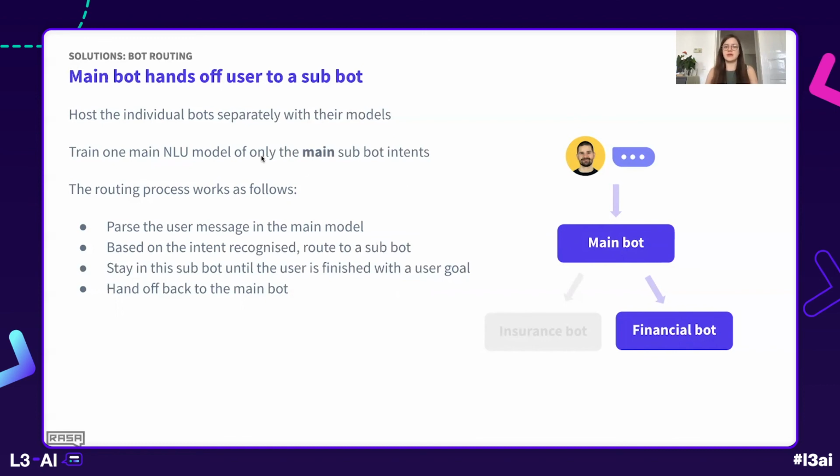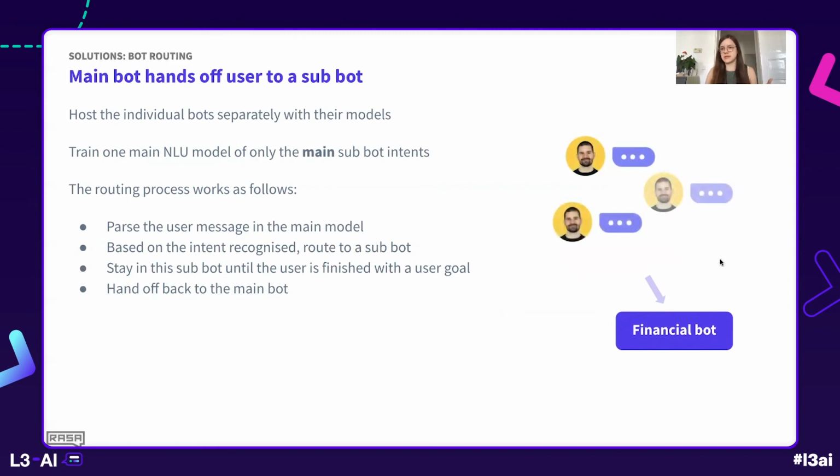The idea here, again, is that you host the individual bots separately with their models somewhere in the cloud or wherever else. Then you train one main NLU model that consists only of the main subbot intents, so really only the intents that actually take care of activating a certain user goal. The routing process works as follows: the user message gets parsed by the main bot, and based on the intent that is recognized, the user is then routed to a subbot.